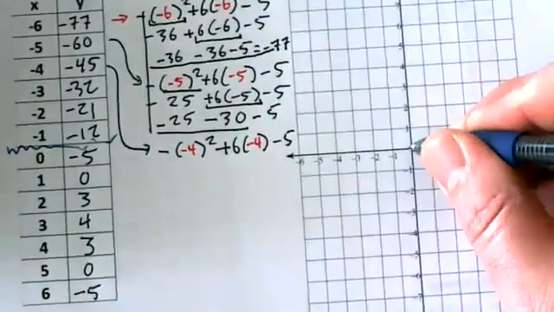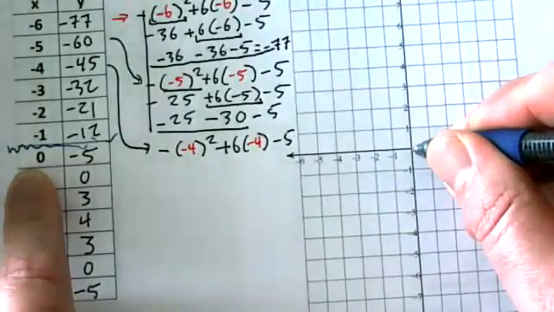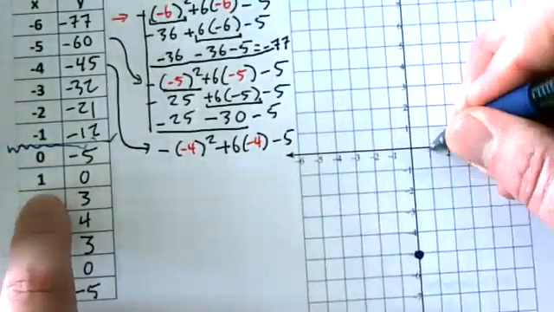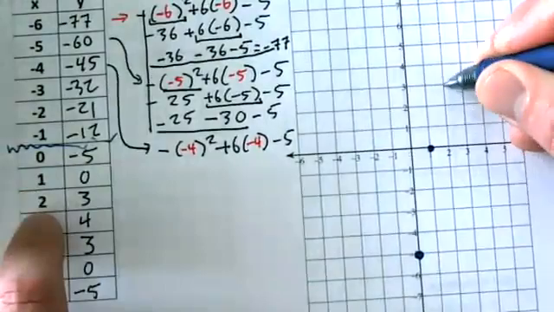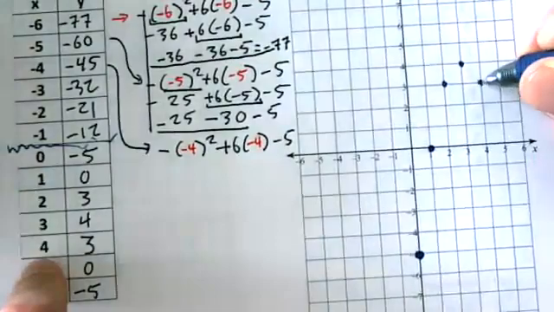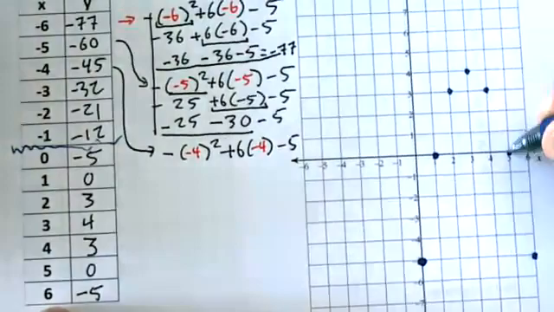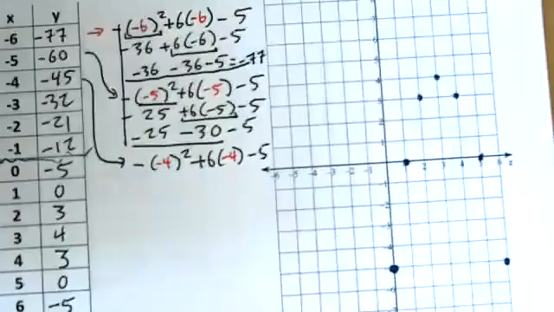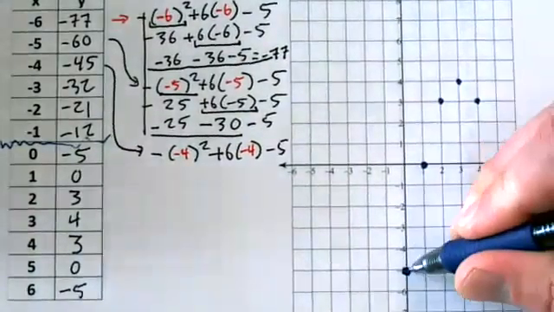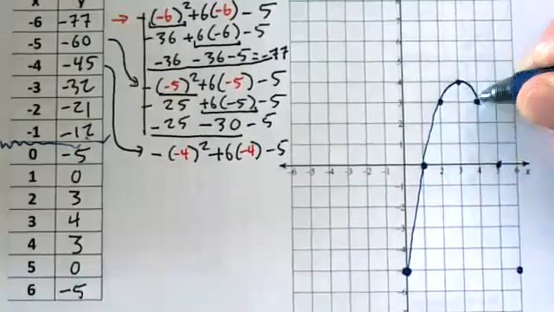So -5, or sorry, 0, -5. So 0 on the x and -5 on the y would be here. 1, 0, 2, 3, 3, 4, 4, 3, 5, 0, 6, -5. We should have gotten those points there. And then we're going to connect those with a nice smooth line. Not a jagged line, but a nice smooth curve.